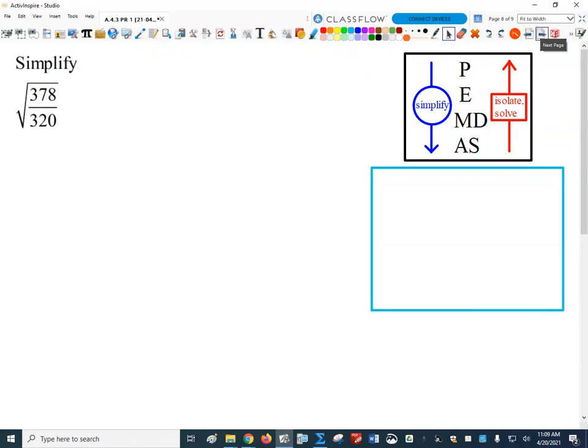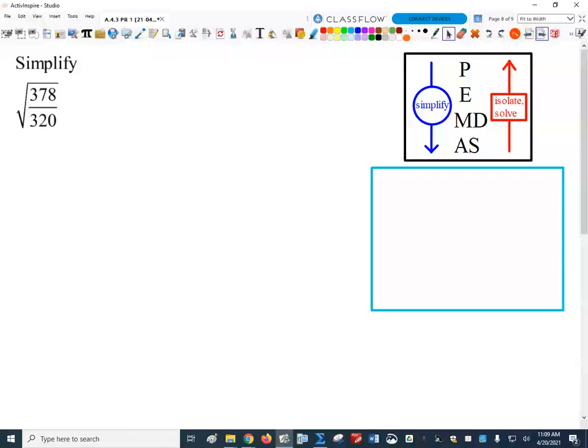Let's look at one more example. How much time we got? When are we out of here? Oh, that's plenty of time. We can do this. So this is the granddaddy of all square root simplified problems. We got a big, ugly fraction to deal with. So what do we do first?